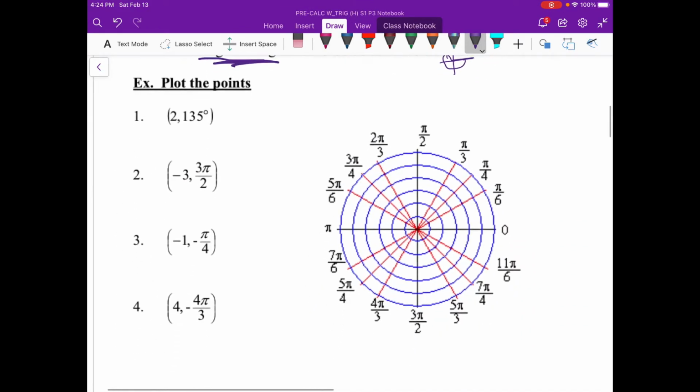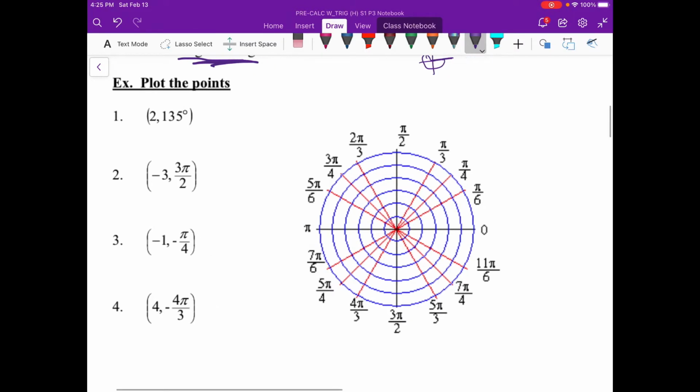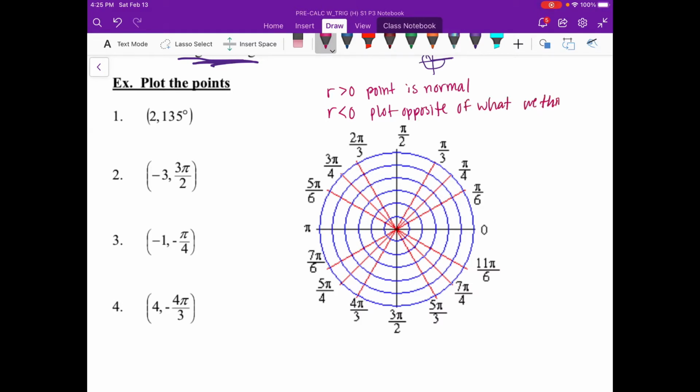So here's how it works to just plot these points. This is what the polar coordinate is going to look like. Okay, so again, I'm going to make another side note here that if r is greater than 0, the point is going to be normal. We're not going to do anything crazy to it. But if r is negative, then we are going to plot opposite of what we think.